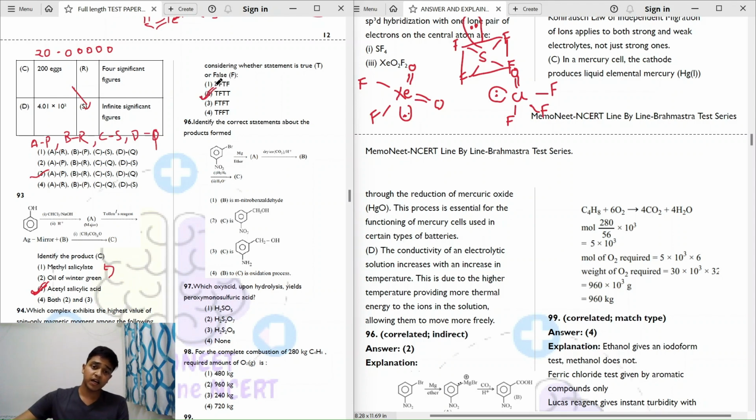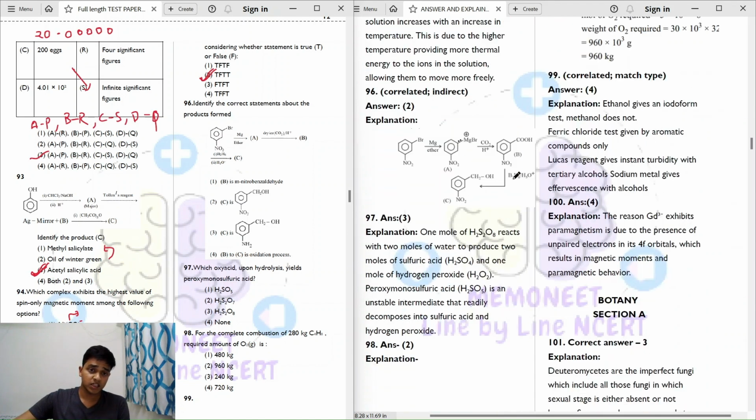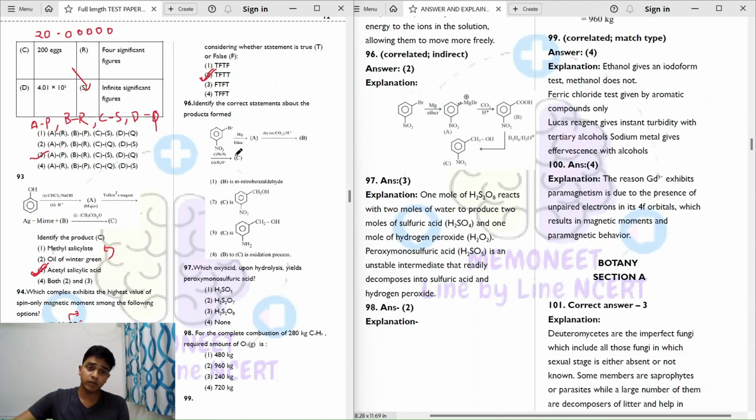Moving on to the next question, identify the correct statements about the product formed. A reaction is taking place. We have bromine and NO2 on the phenyl ring present at meta positions to each other. When we react this with magnesium in the presence of ether, what will happen? A Grignard reagent is formed, right? So Grignard reagent will be formed.